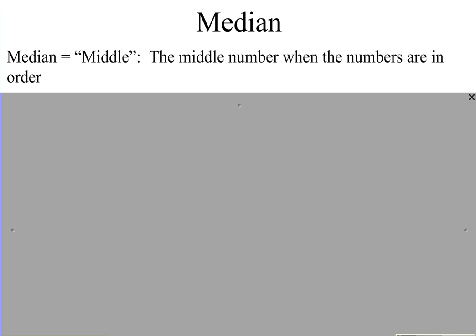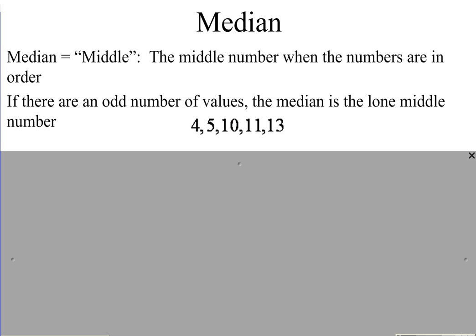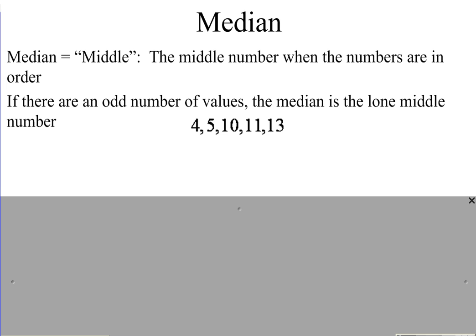Median. A way to help us remember what a median is, it is the middle. If you think of the median on an interstate, the median goes down the middle of the interstate. It's the middle number when the numbers are written in order. And that's the key. You have to first have the numbers written in order from either biggest to smallest or smallest to biggest. That doesn't matter, but they have to be in order.